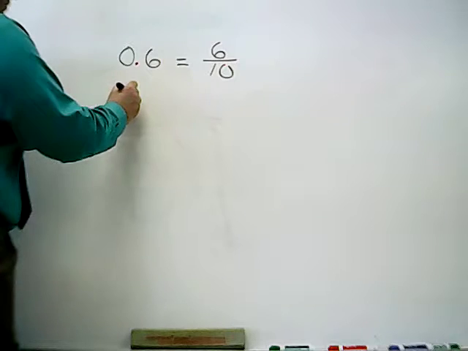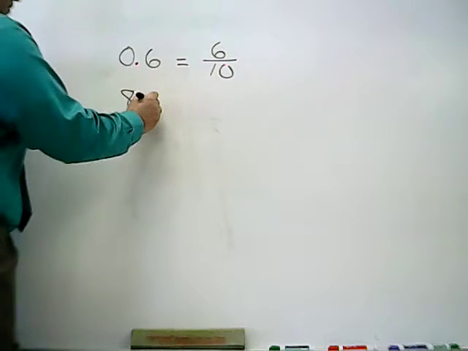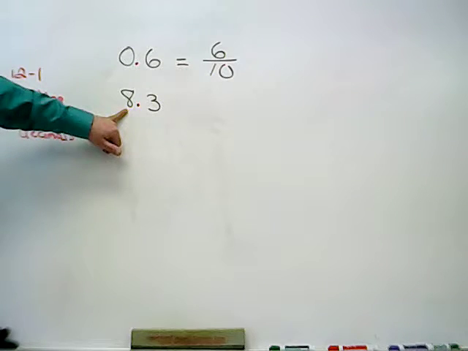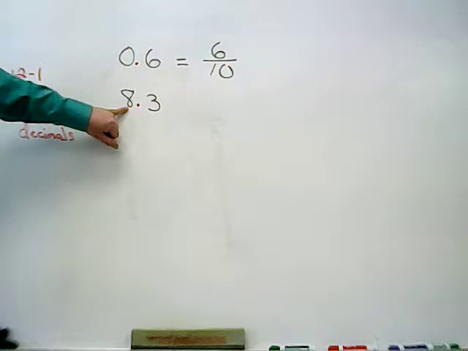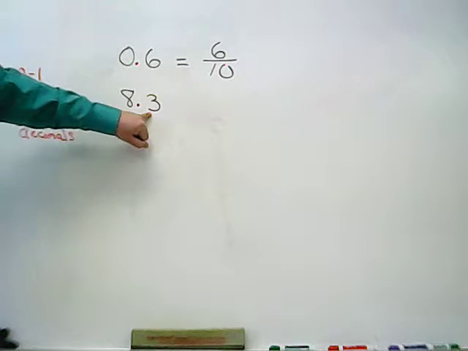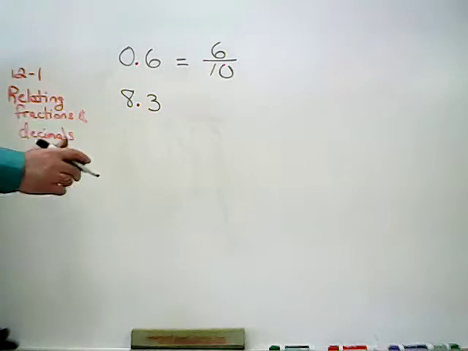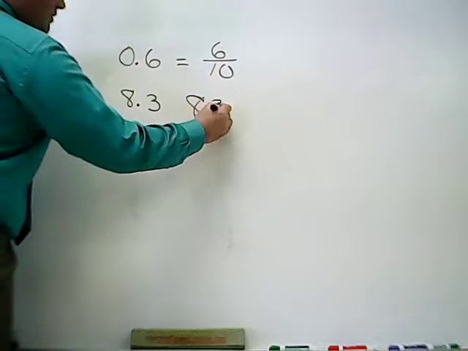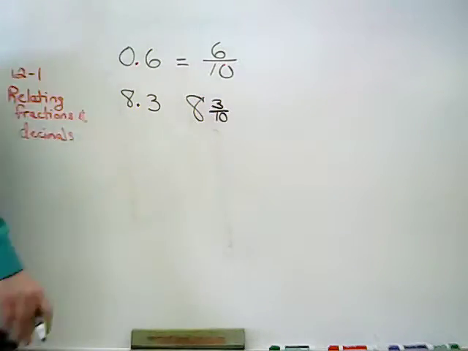Same thing if I have a whole number. Remember, this is your one spot. This means you have 8 full ones. I would say this 8 and 3/10. So I would turn that into a mixed number. 8 and 3/10.